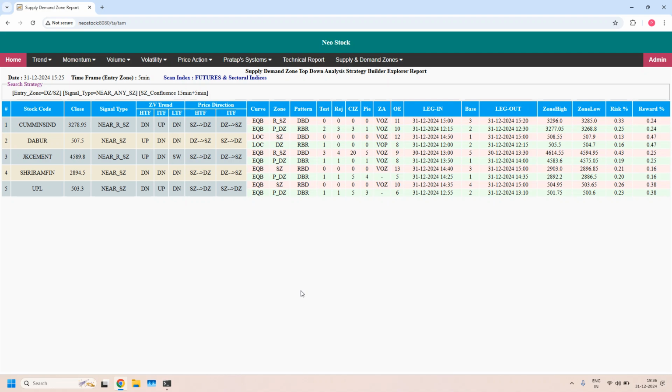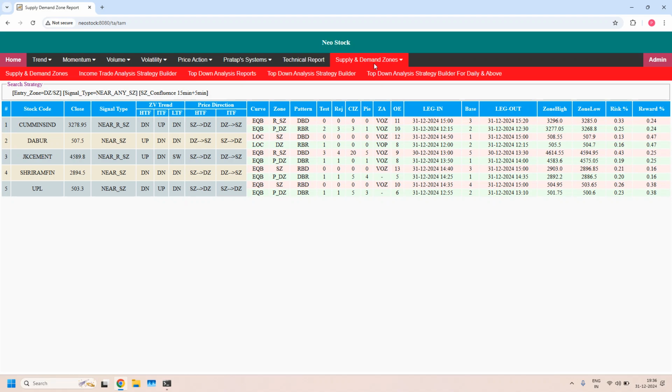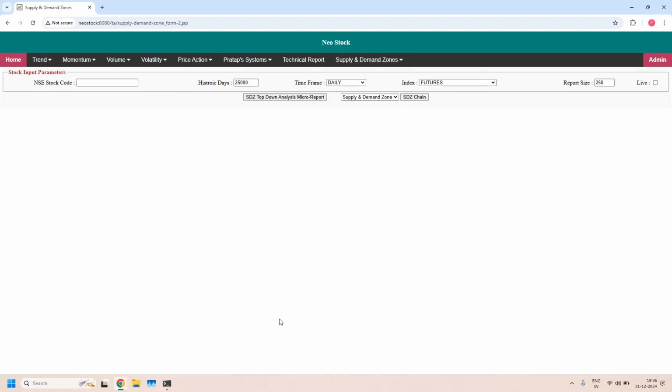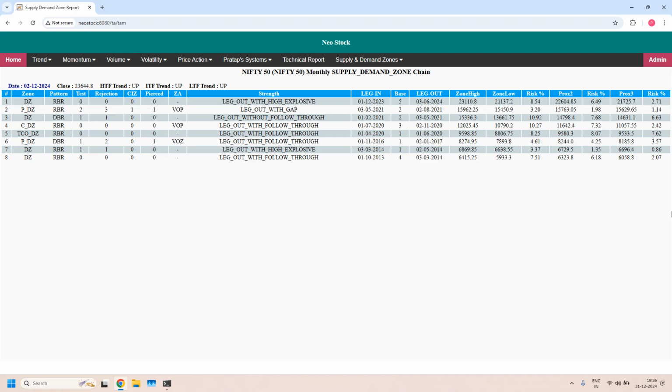We also identified daily and 75 minutes high liquidity zones. Okay, next set of reports are about NIFTY and BANKNIFTY supply demand zone chain. First, let's start with NIFTY. Generating monthly supply demand zone chain for NIFTY. This is NIFTY monthly supply demand zone chain.